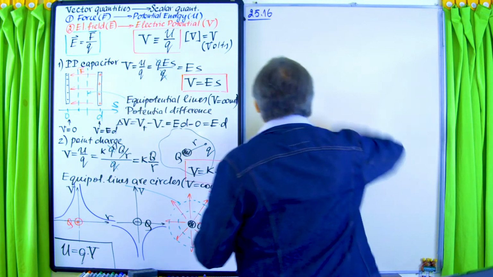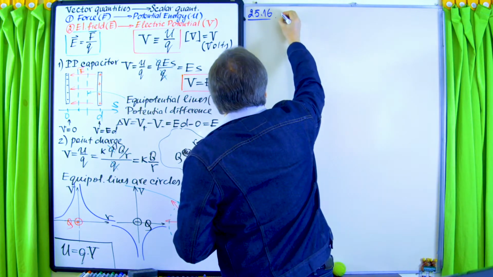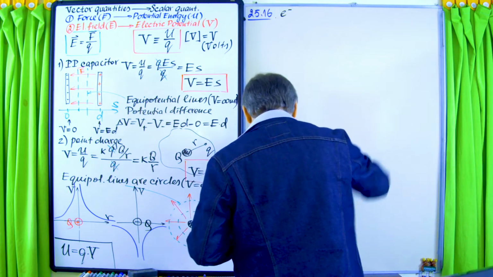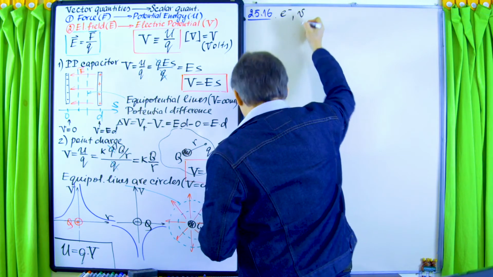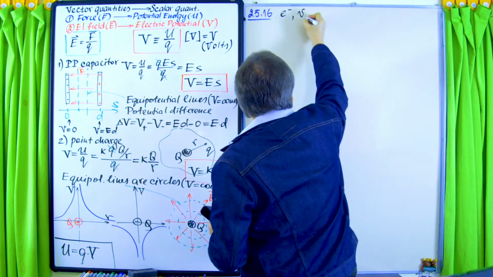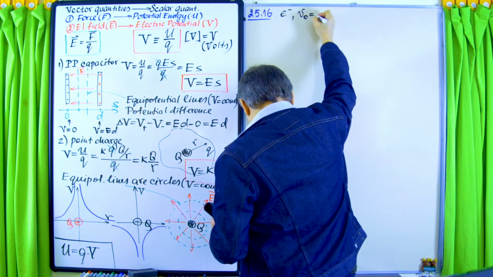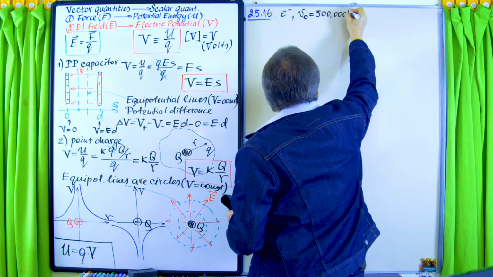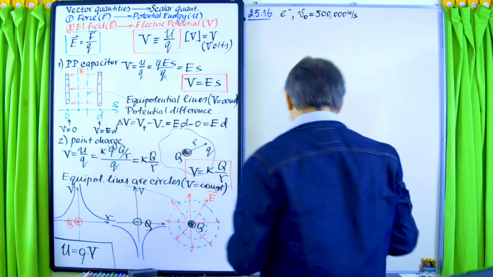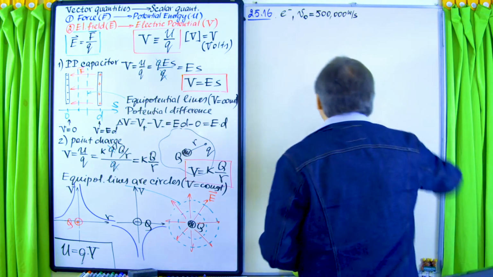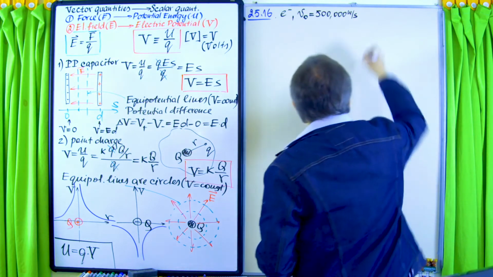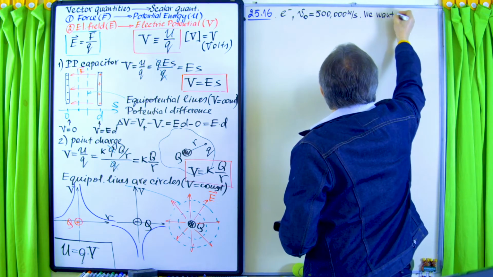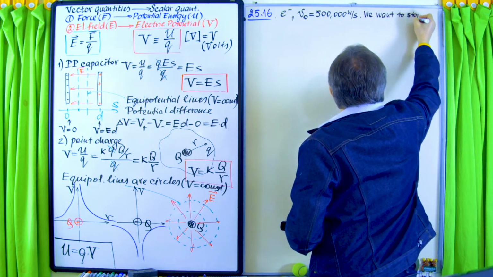So we have an electron, and it flies with initial velocity, which way do I label it? V naught. Yeah, V naught, 500,000 meters per second. It's 500 kilometers per second. Oh my God! And we want to stop it.